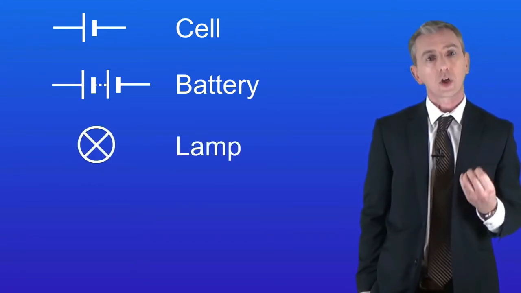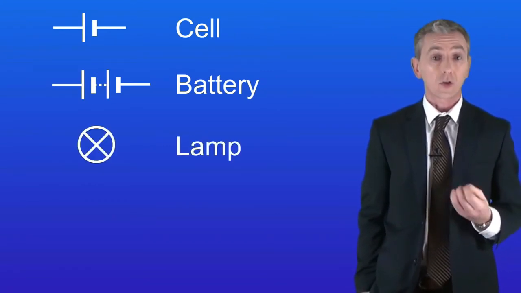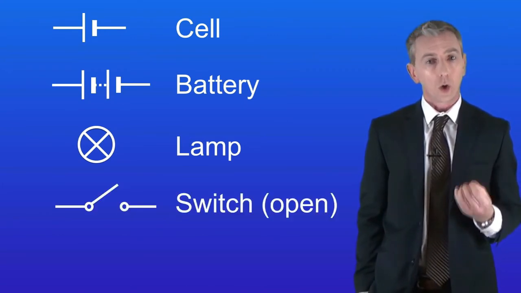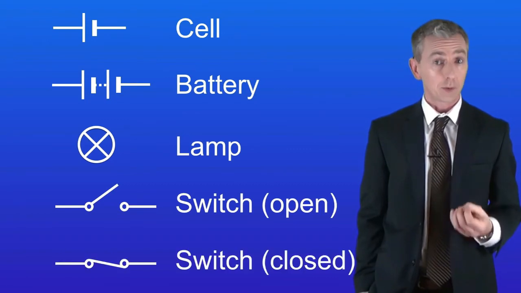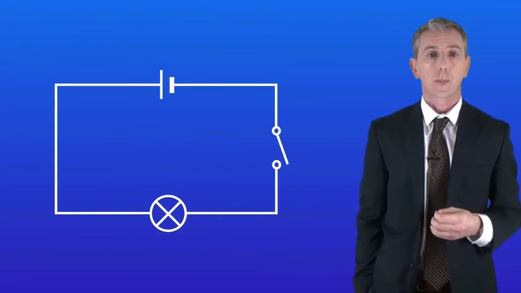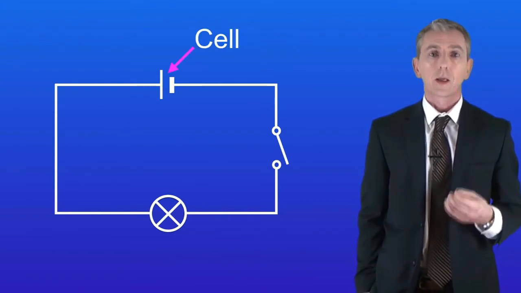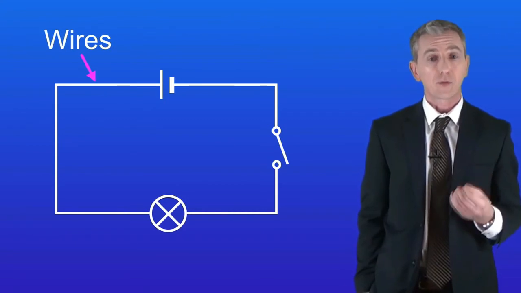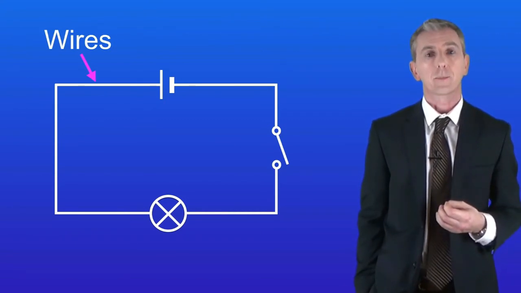Okay, this symbol shows us a lamp or a bulb, and it's just a circle with a cross in it. This symbol shows us an open switch, and this symbol shows us a closed switch. So let's take a look at a circuit. I've got here a cell, a bulb, and an open switch. These lines represent wires connecting everything together.